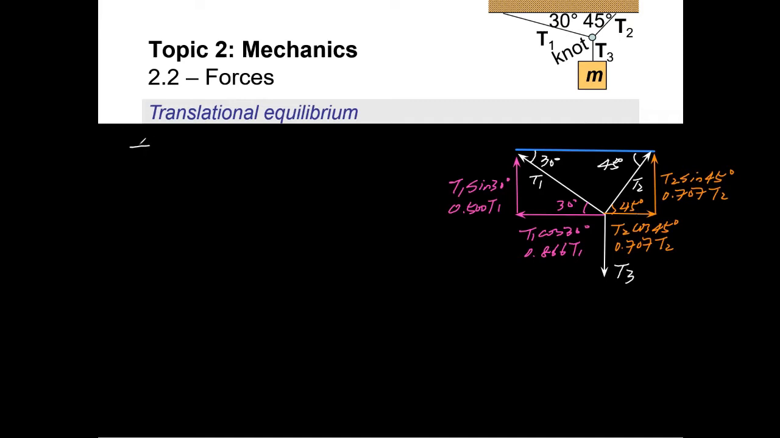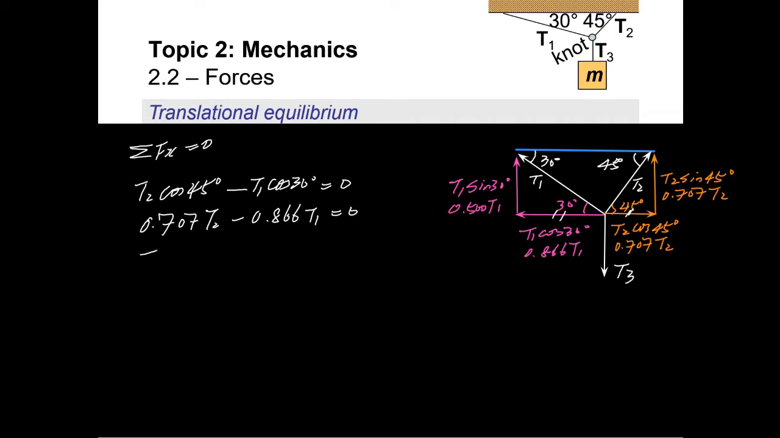Object is at rest, which indicates it is in translational equilibrium. So the resultant force in x component equals 0. T2 cosine 45 degree minus T1 cosine 30 degree equals 0. So we plug in the actual values, so T2 equals 1.225 T1. That's our equation 1.